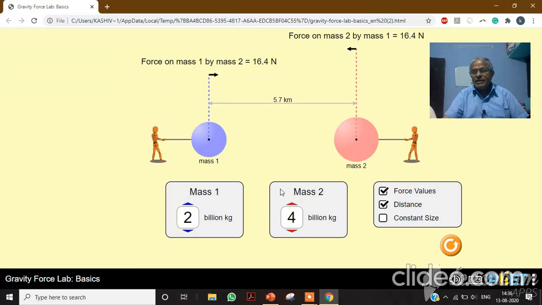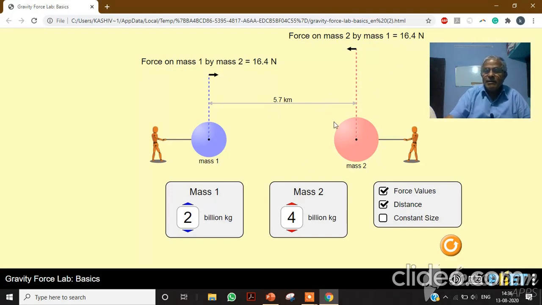Now we will understand clearly by observing the picture. We are taking mass 1 and mass 2 now. Here they have a distance between them of 5.7 kilometers. Now mass 1 is 2 billion kgs and mass 2 is 4 billion kgs. If you calculate the force using the equation, we get the force between them as 16.4 newtons.